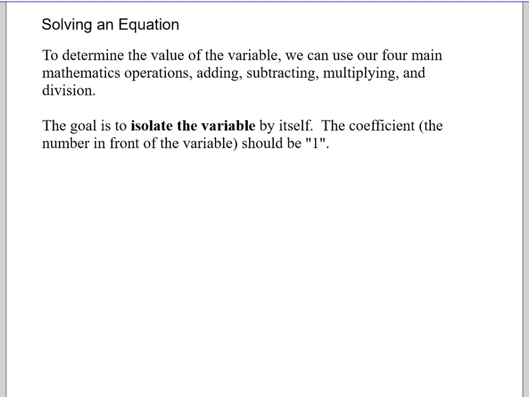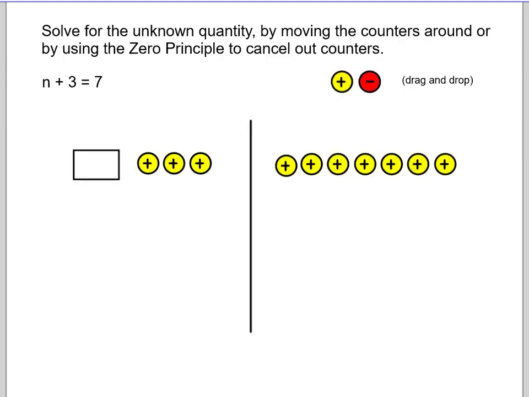So when we're solving an equation, to determine the value of the variable, we can use our 4 main mathematical operations. All we're going to use is add, subtract, multiply, and divide. The goal is what we call isolating the variable. That unknown letter, the piece we're looking for, we want to get by itself and have a coefficient, or a number in front, of 1. Or sometimes we don't even write it. So all we're going to be doing is adding, subtracting, multiplying, and dividing to solve these problems.